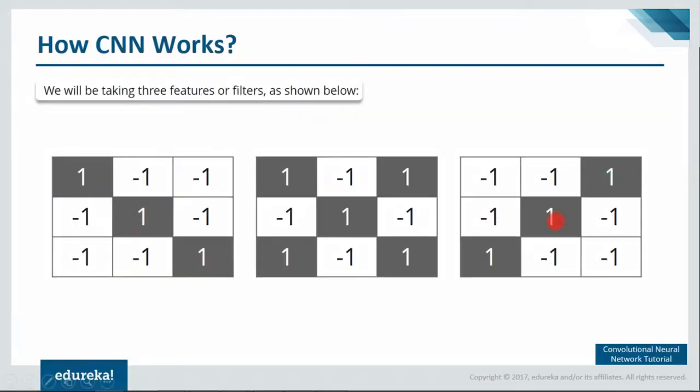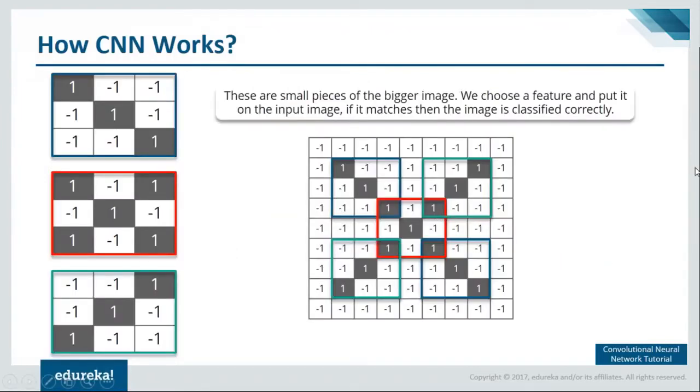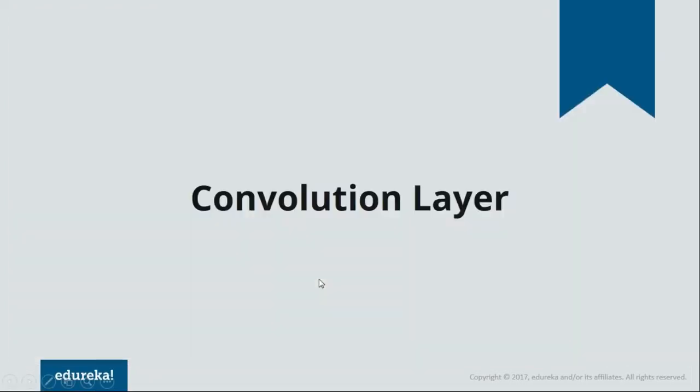So we'll be considering these three features or filters. This is a diagonal filter, this is again a diagonal filter, and this is nothing but a small x. So we'll take these three filters and we'll move forward. What we are going to do is compare these features, the small pieces of the bigger image. We are going to put it on the input image, and if it matches, then the image will be classified correctly. Now we'll begin, guys.